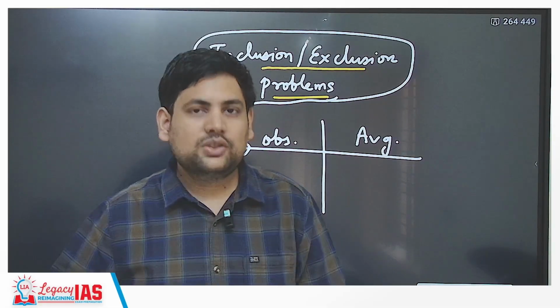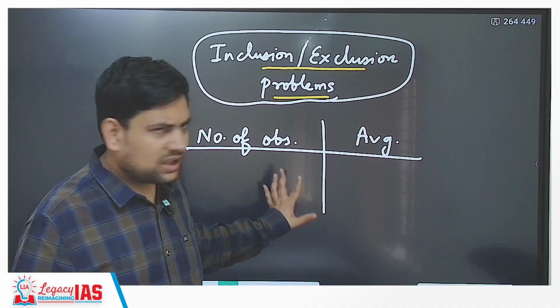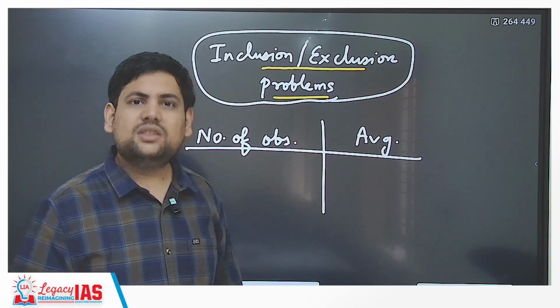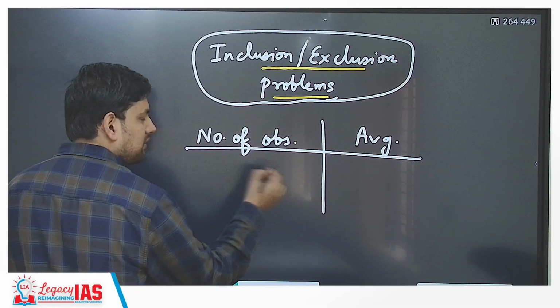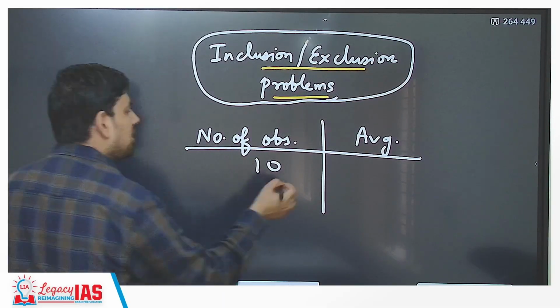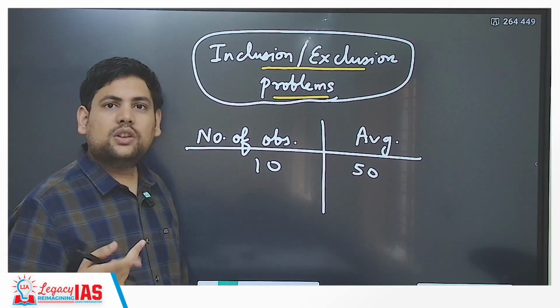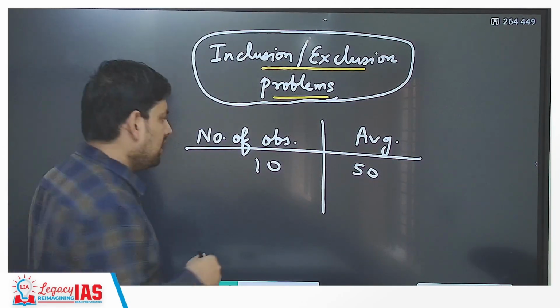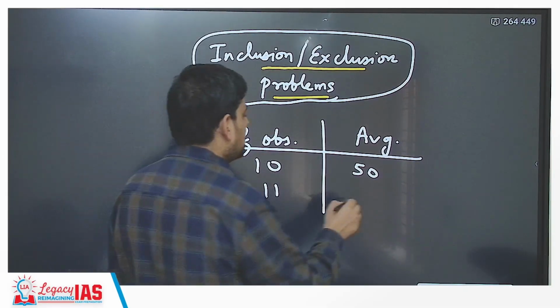Okay, so how do you do this? There are many ways to do this. Now what we'll be using is something like this table. It makes this much simpler. So here you write the number of observations, whatever they are. Let's say initially there were 10 students and their average was 50, and then you will write, if one more student is added, then it becomes 11 and the average, let's say, becomes 52.